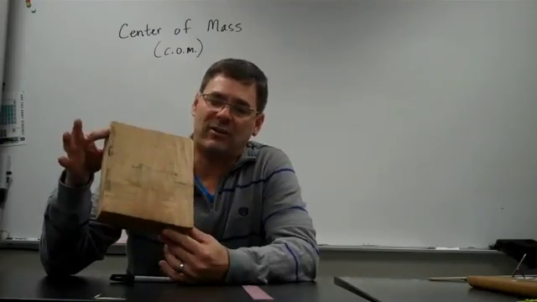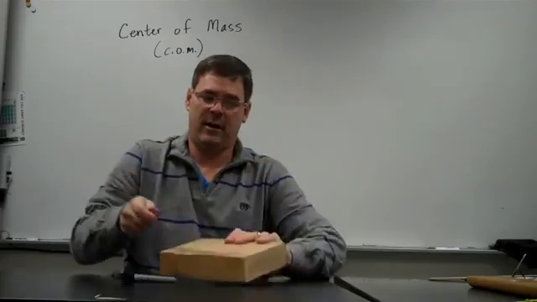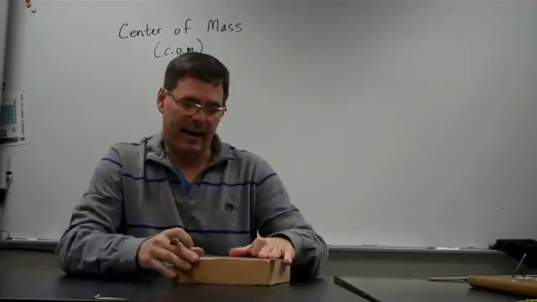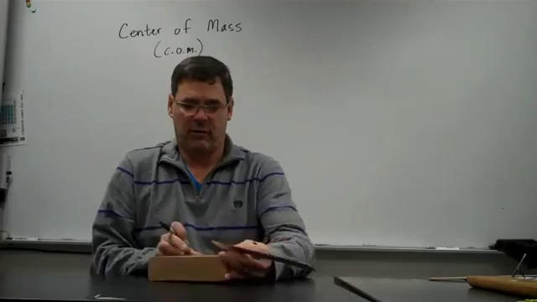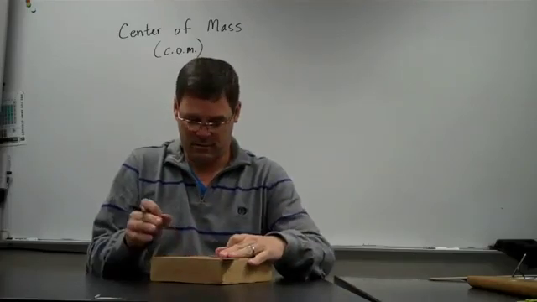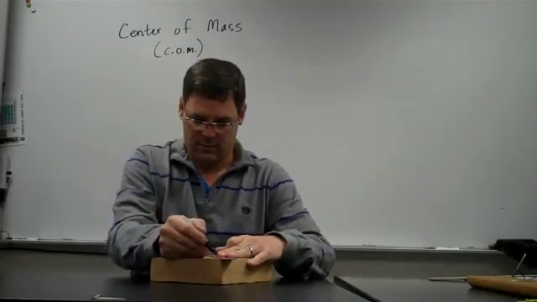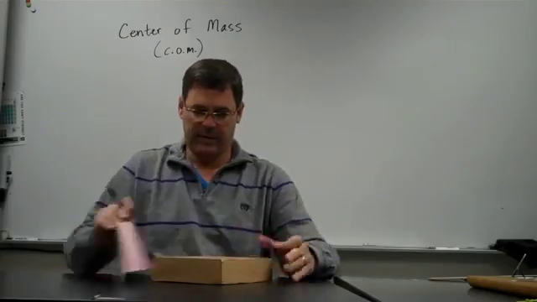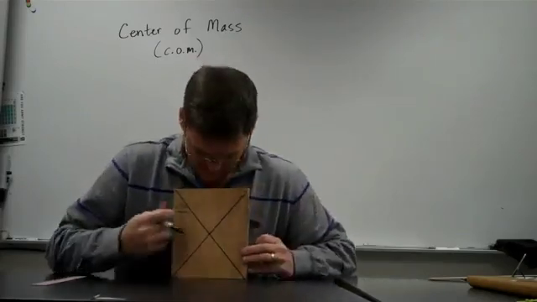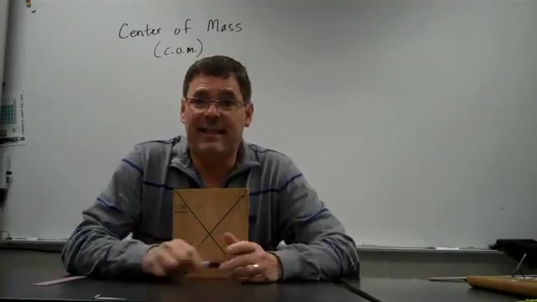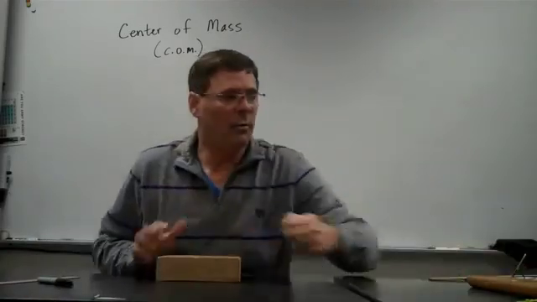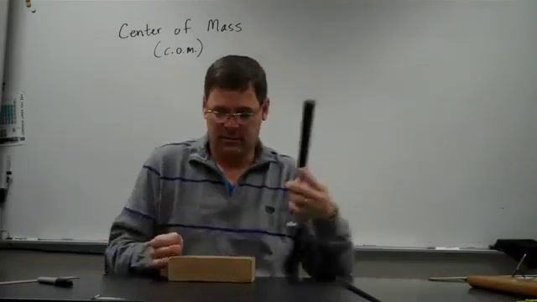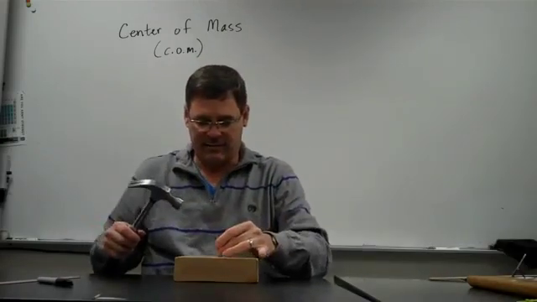So for this, I can just take my ruler, I can draw a diagonal from one corner to the other, and draw another diagonal from the other corner. And where the two lines intersect, that's going to be my center of gravity of this object. What I'll do is, I'll just take a nail and I'll insert it into the center of gravity.